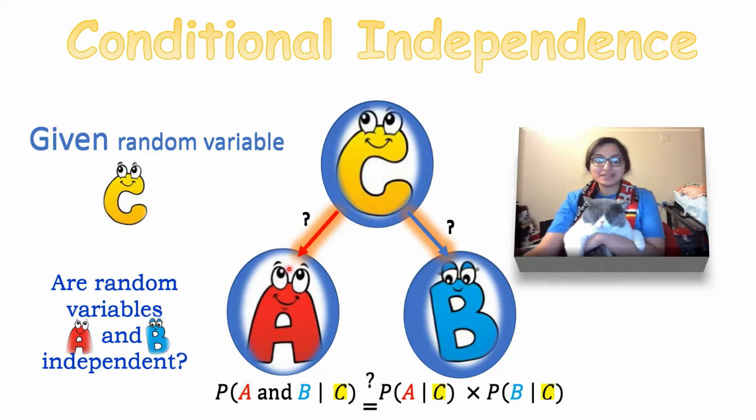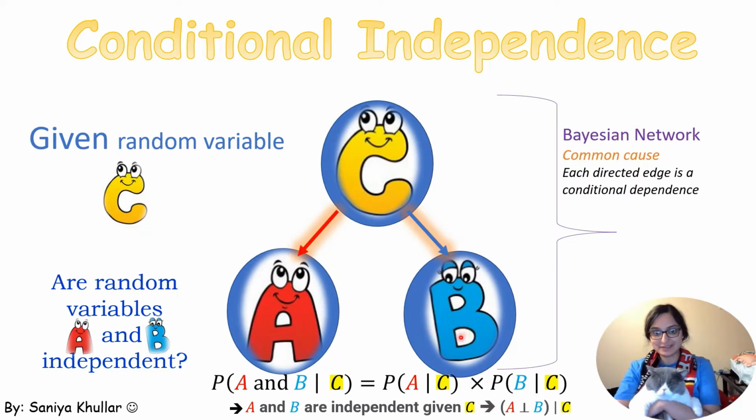So we're not sure if these edges should be there. But if indeed random variable C, given that it occurs, makes A and B independent of each other, like in this situation here, if there's no more uncertainty, if the probability of A and B given C equals the probability of A given C multiplied by the probability of B given C, so if A and B are independent given random variable C, that's what this represents here, then this is like a Bayesian network.